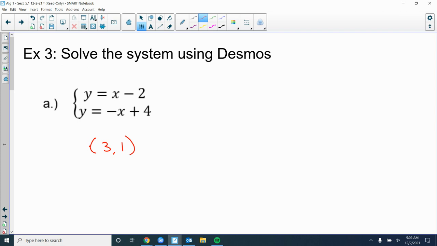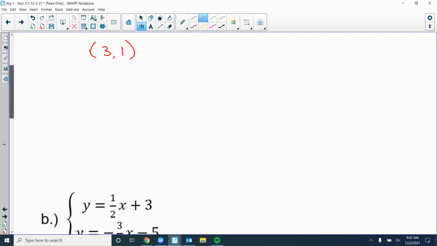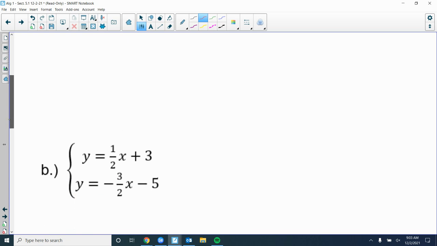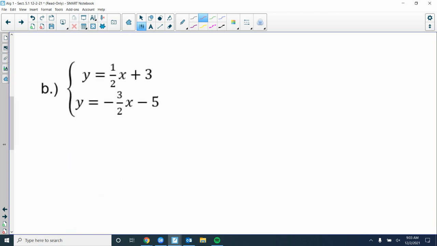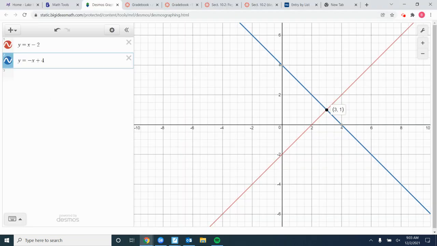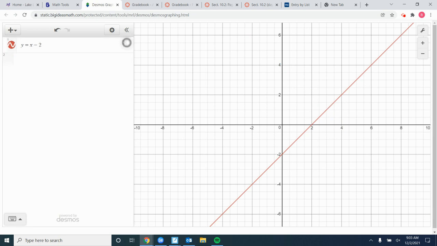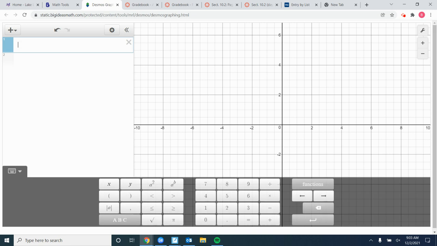Okay. Plug in 3 for both equations, you get back 1. So that's A. So that's all you got to do. All right, let's do B. Now here, you can either X out the equation to start new. All right, let's see here.